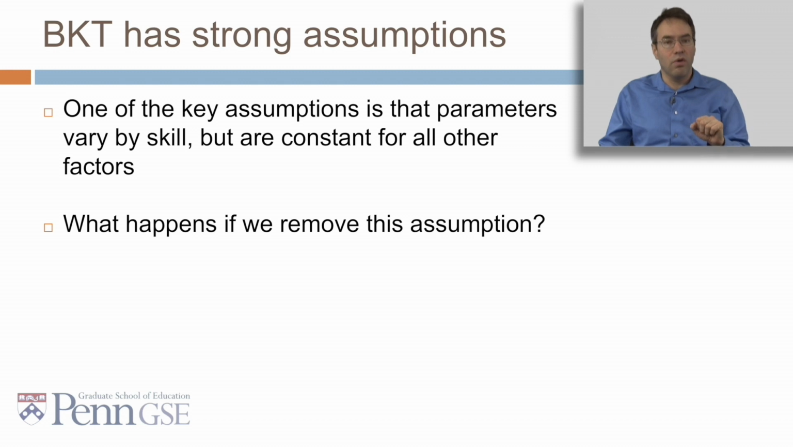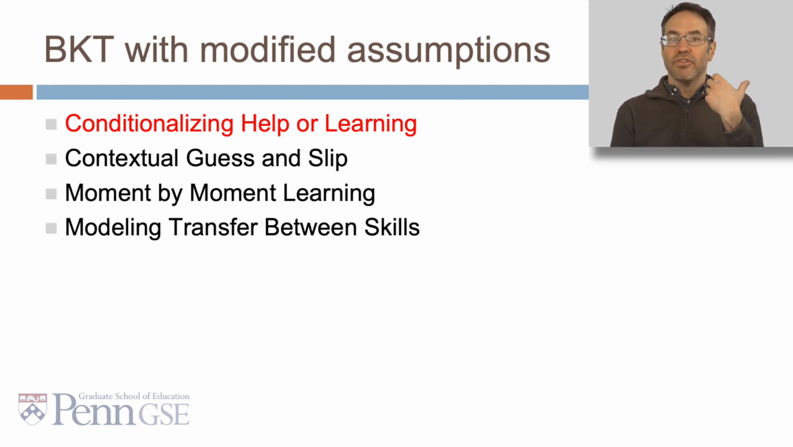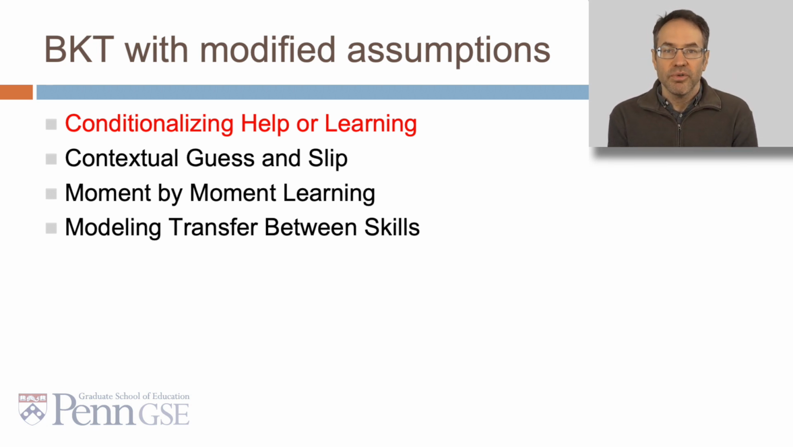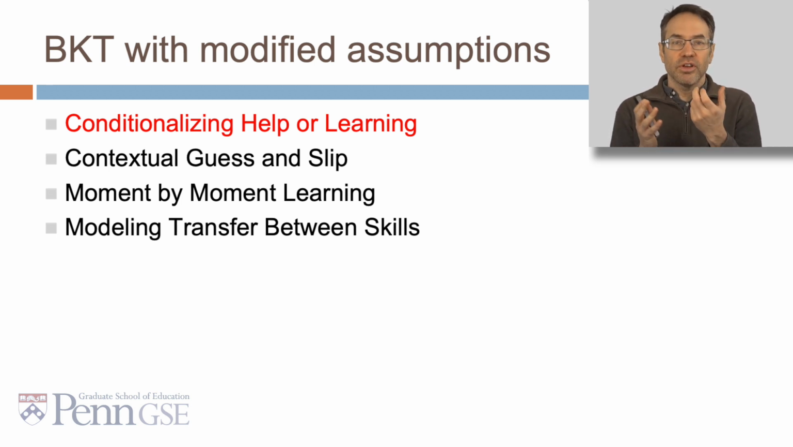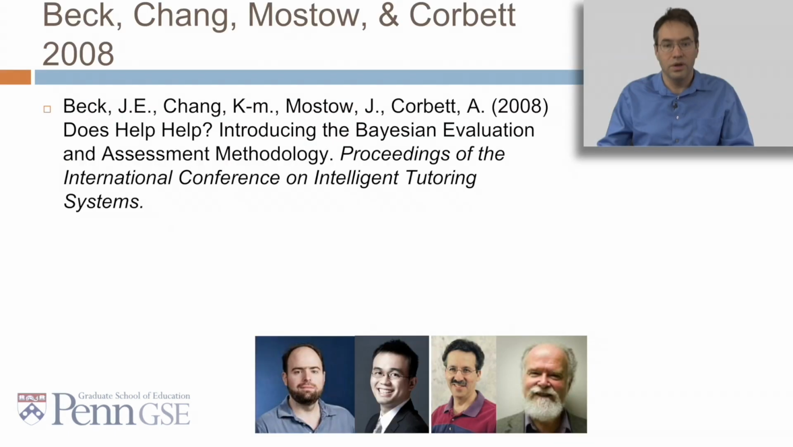So, as we've talked about already, BKT has strong assumptions, and one of the key assumptions is that parameters vary by skill, but they're constant for all other factors. What happens if we remove this assumption? If we remove any of those assumptions, we get different kinds of algorithms that can be used for different purposes, like algorithms for conditionalizing help or learning, algorithms for contextual guess and slip, moment-by-moment learning models, and algorithms that can model the transfer between skills.